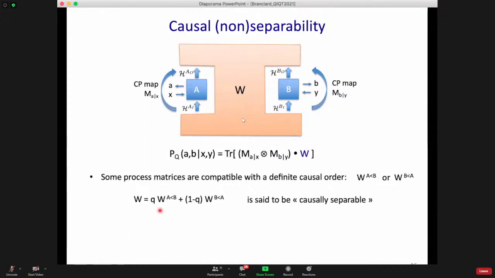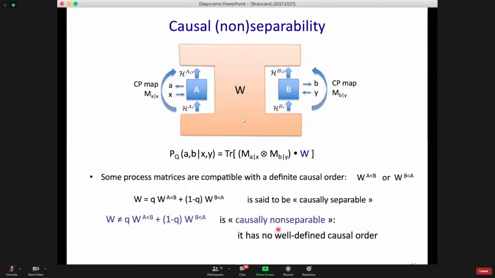There's always some well-defined causal structure. And you can always relate those two quantum events and embed them in some definite causal structure. Of course, what's interesting is that this formalism also allows for process matrices that are not of this form. These are the causally non-separable process matrices. By contrast to the causally separable ones, if a process matrix cannot be written in this way, then we will say that it has no well-defined causal order. It corresponds to some indefinite causal structure where you cannot relate your quantum events in terms of signaling in one direction.